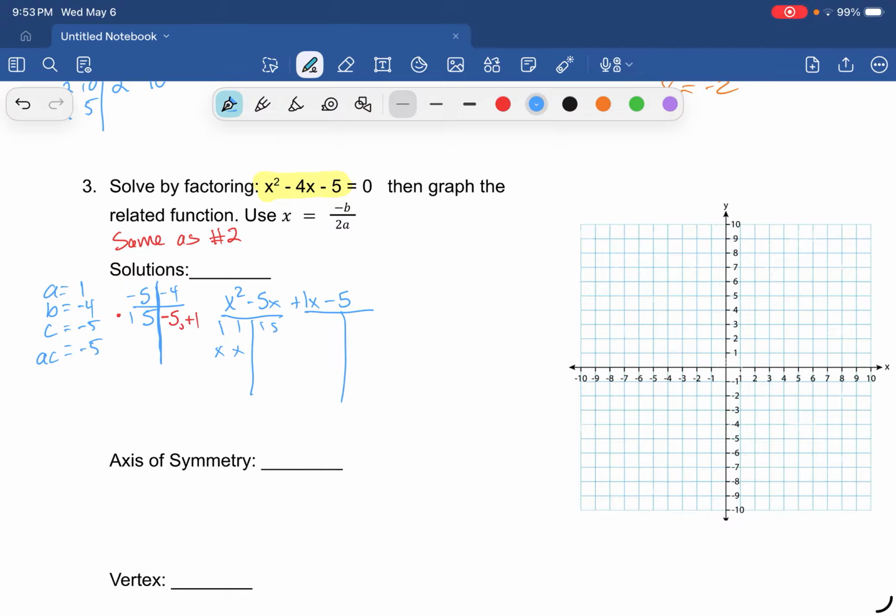Now, everything I'm doing from here is the same as number 2. This is me just factoring.